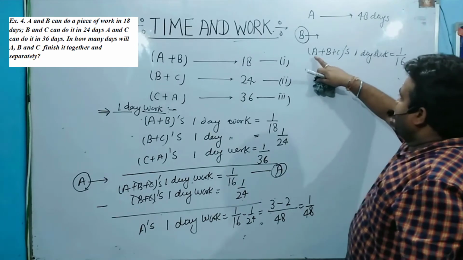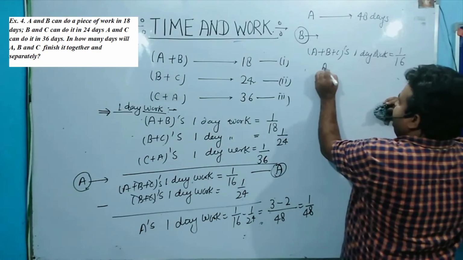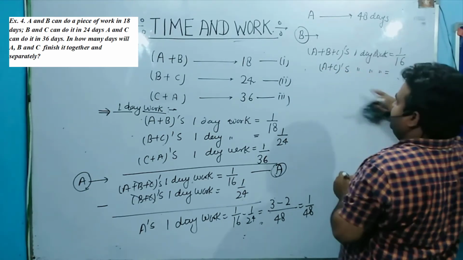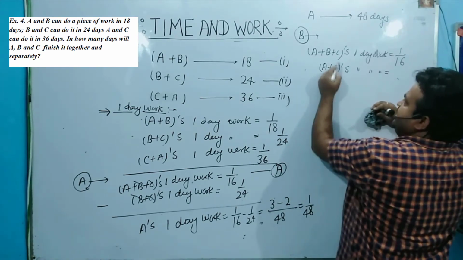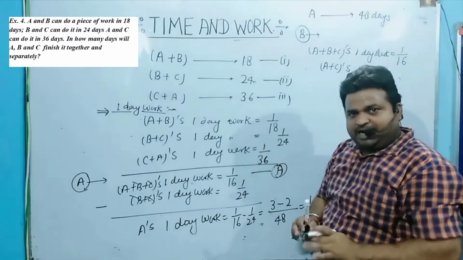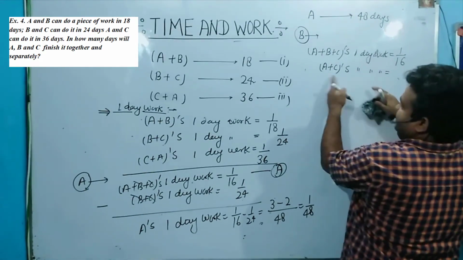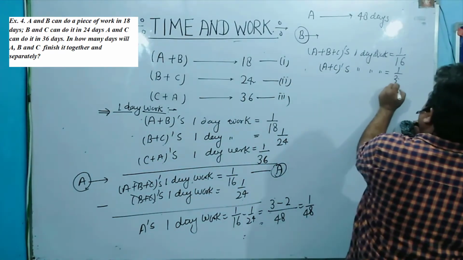Now if I want to calculate the B value, you need to take A plus C's 1 day work. Why am I putting A plus C? So that A and A, C and C cut down after subtracting these two equations. So what is A plus C's 1 day work? A plus C's 1 day work is 1 by 36. So I am putting 1 by 36.